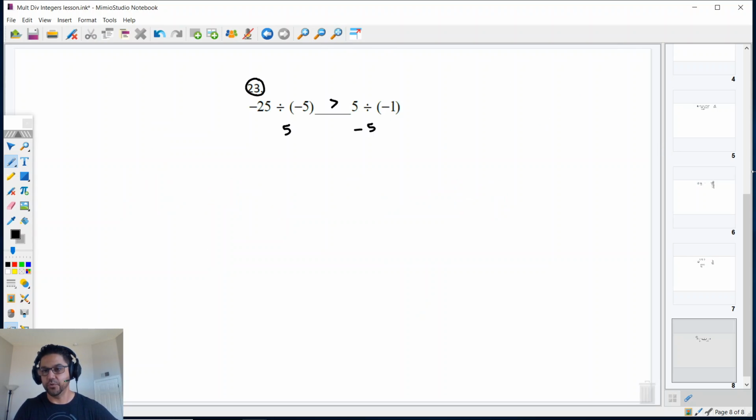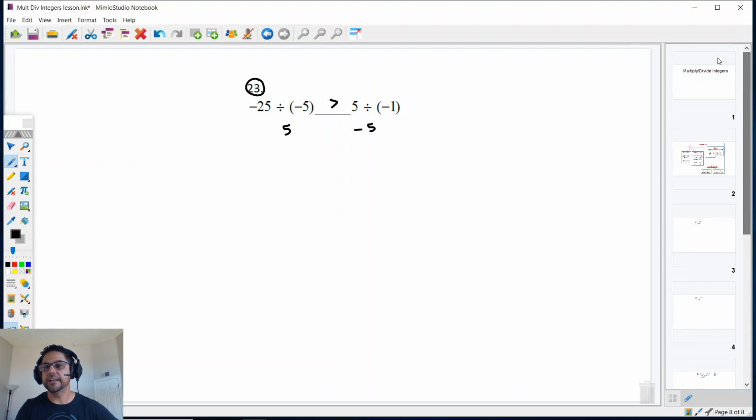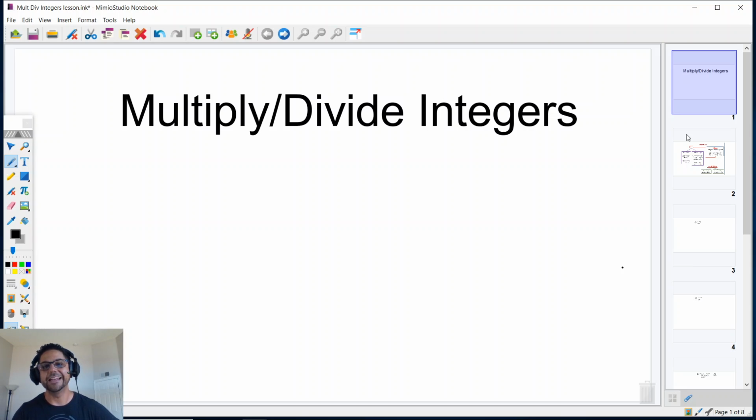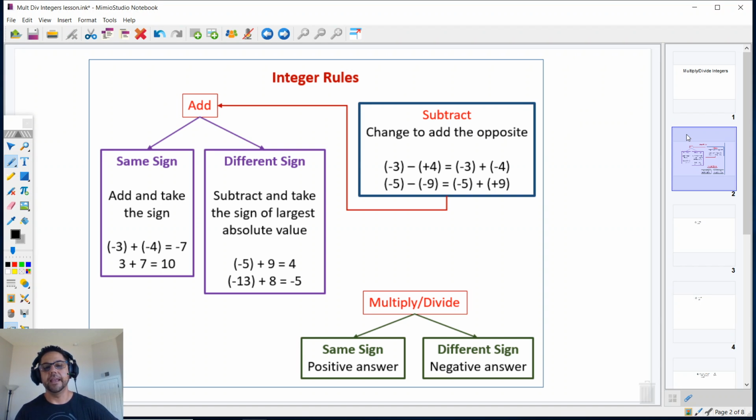Excellent. All right. Just quick review, back to our signs like we were talking about for multiplying and dividing integers. Again, if it is the same sign, positive answer, different sign, negative answer. We've already completed a few of your problems from the actual assignment. Your goal is to continue to complete the remaining assignment. All right, be awesome.